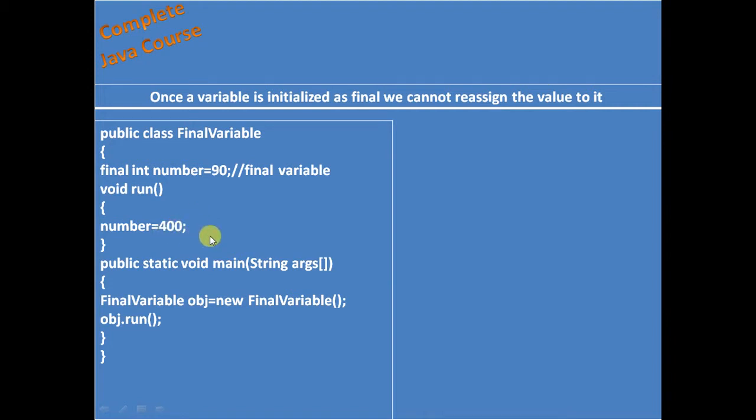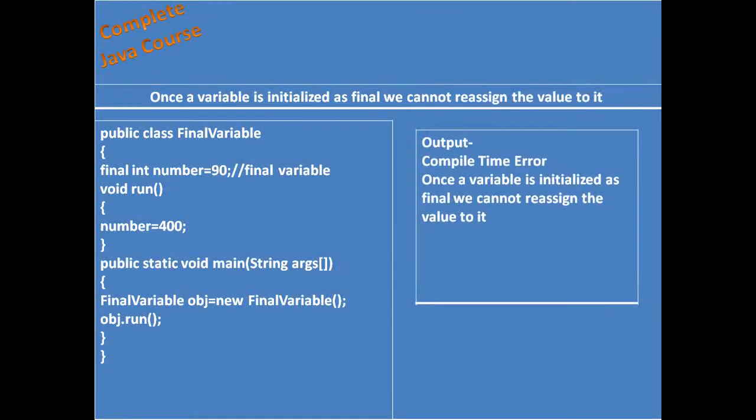So once you try to reassign the value, the output will be a compile time error. Here we create the object of the class and call the run method. Compile time error, because once a variable is initialized as final, we cannot reassign a value to it.